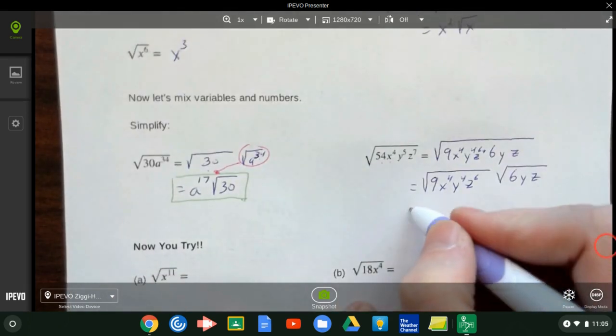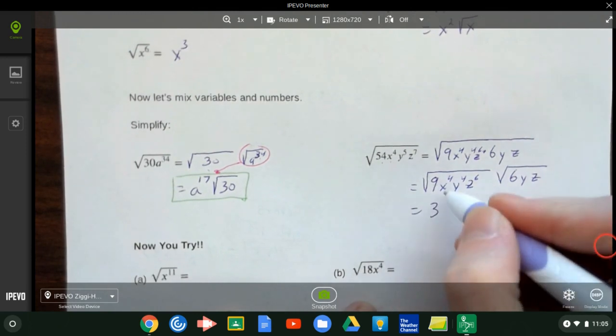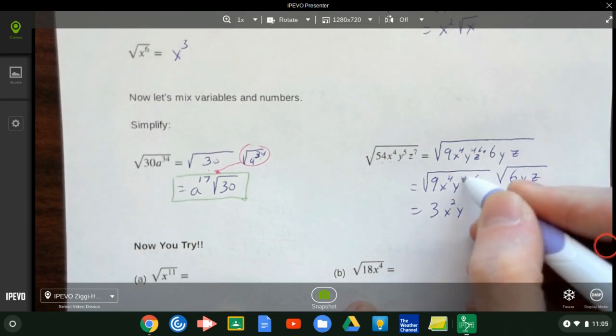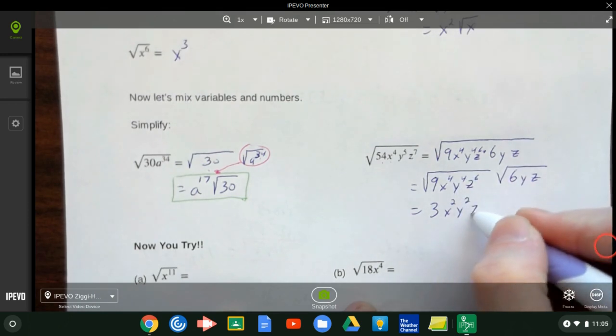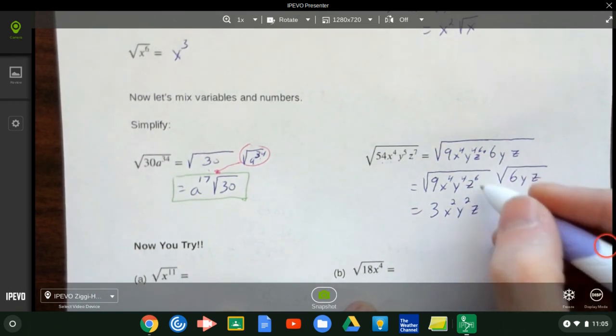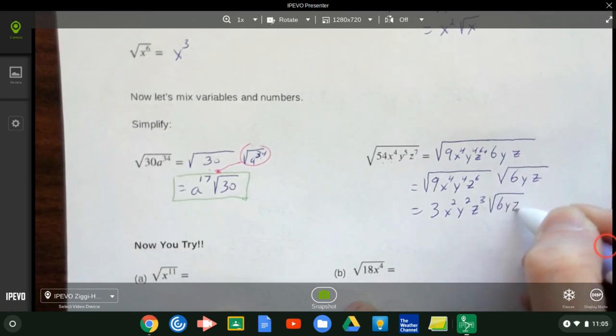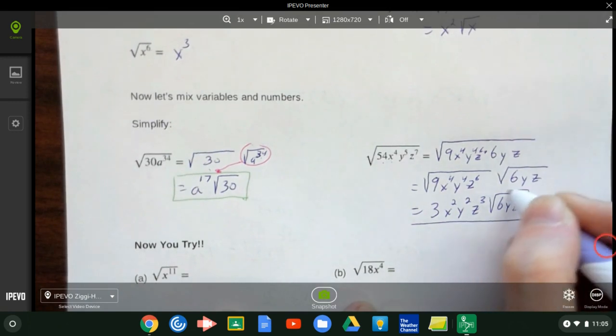Now I can take my square root. Square root of 9 is 3. X to the fourth, half of 4 is 2. Y to the fourth, half of 4 is 2. Z to the sixth, half of 6 is 3. And this stays the way it is. And there's my solution.